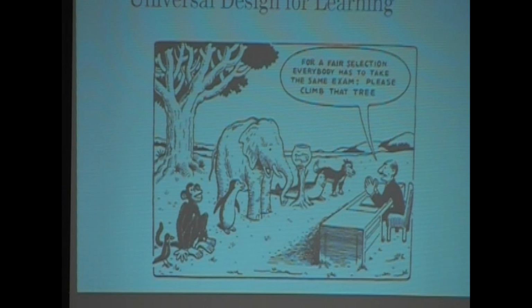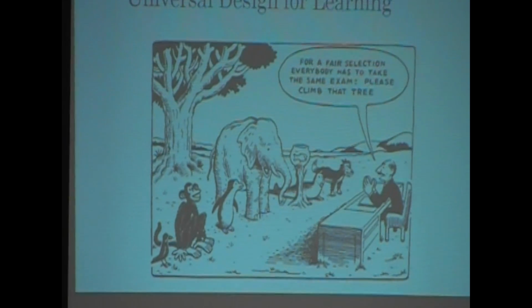The monkey's going to be able to climb that tree, no problem. The bird, the penguin, the elephant, the goldfish, the seal, and the dog, not so much. So what universal design for learning does is not focus so much on everybody taking the same exam, but thinking about what is the end point? What is my goal here? What do I really want? Do I want them to be able to climb, or do I want them 20 feet off the ground at the top of the tree?